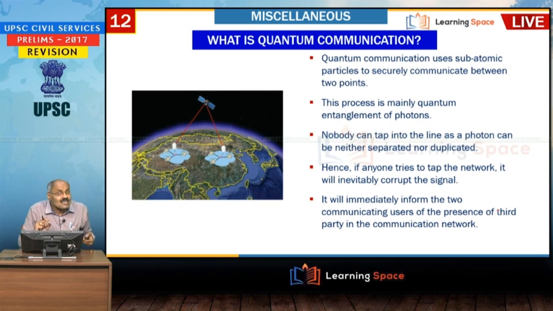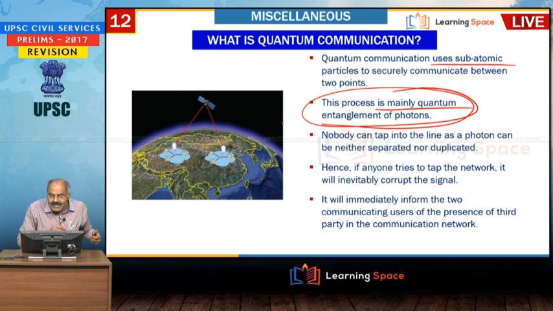You may have a pertinent doubt: what is quantum communication? Here you see, quantum communication uses subatomic particles. Most important, quantum communication uses subatomic particles to securely communicate between 2 points. So, this process is mainly quantum entanglement of photons.